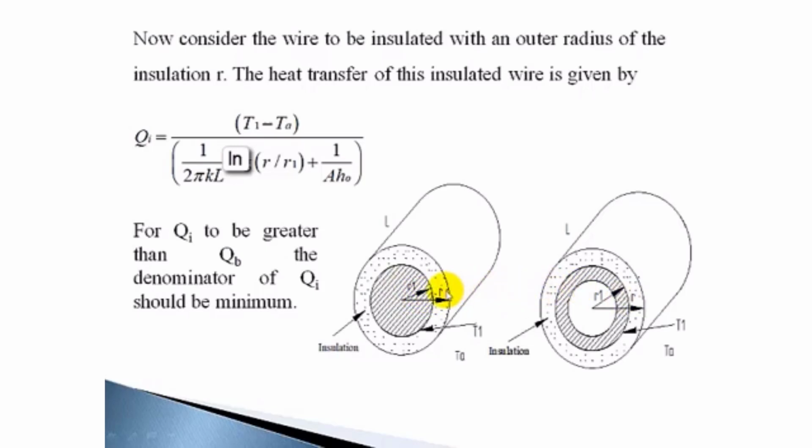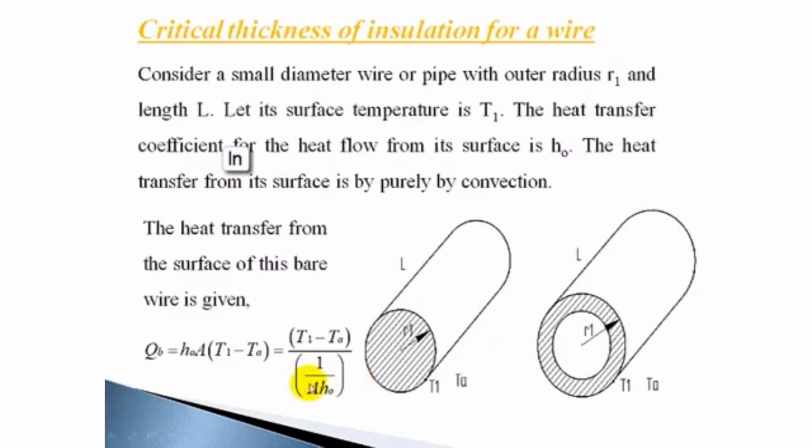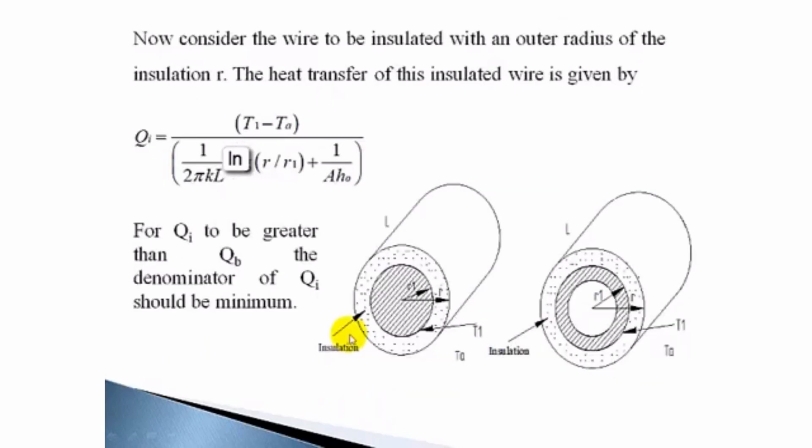In the heat flow path you have two resistances. One is the conduction resistance through this insulation, and the other is the convection resistance from the outer surface to the surrounding. So by adding insulation you have this increased resistance due to conduction. Earlier we had only convection resistance, which was 1 by A h0. But in this case we have conduction resistance, which is given by 1 by 2 pi K L log R by R1, where R is the outer radius and R1 is the inside radius. So this is the conduction resistance due to this insulation, and you have the convection resistance 1 by A h0.